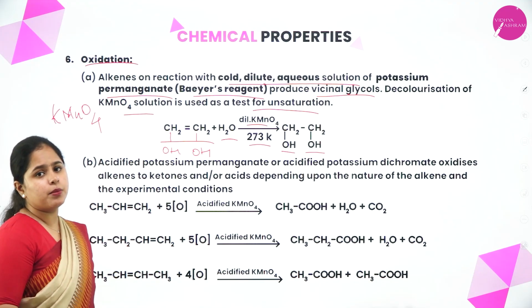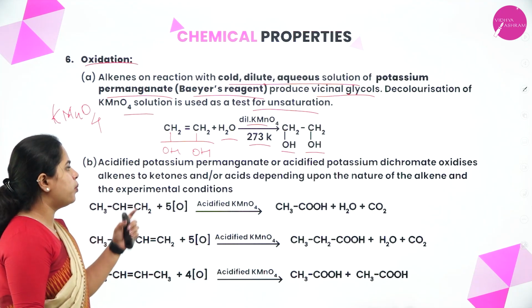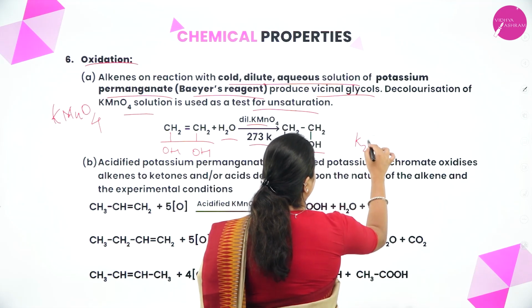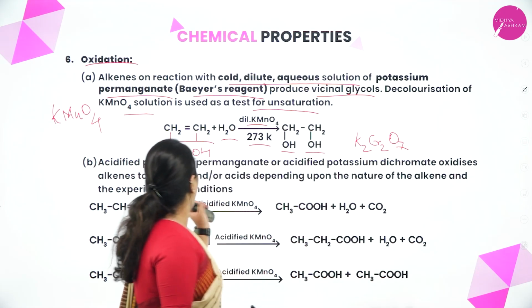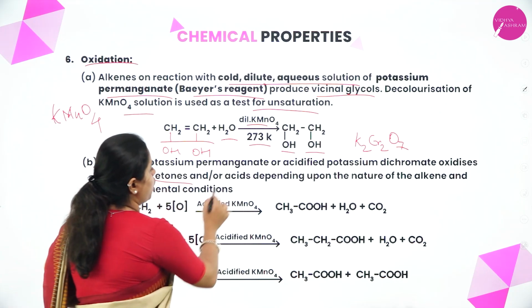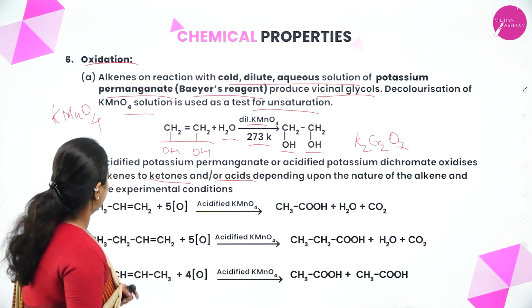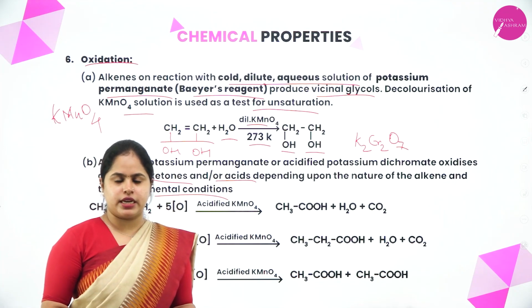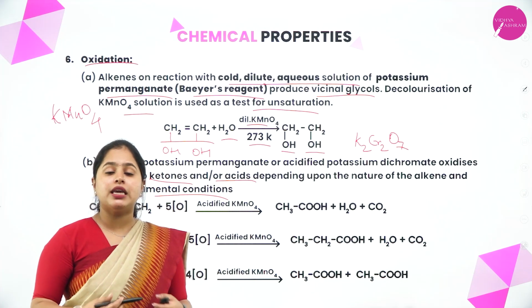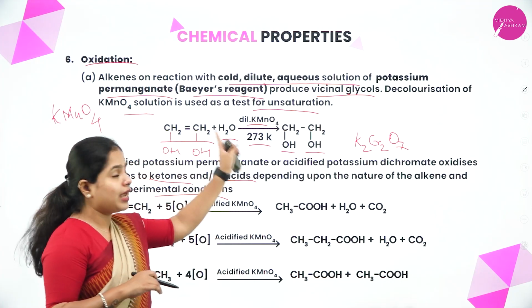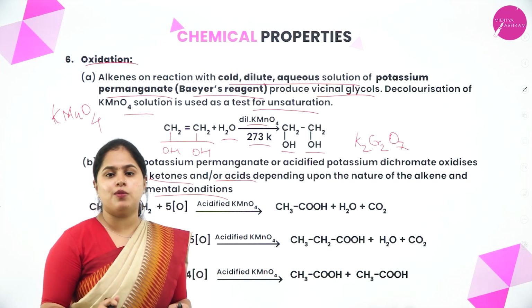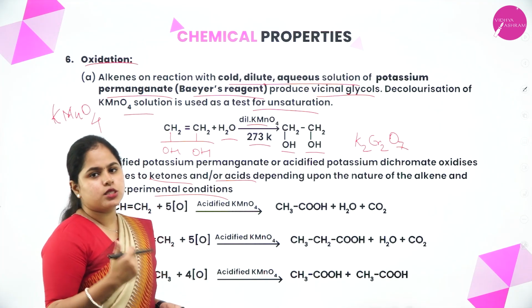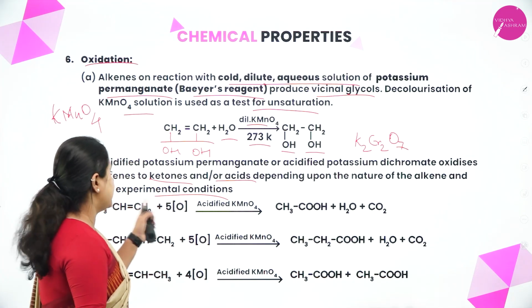Now another method of oxidation is acidified potassium permanganate or acidified potassium dichromate. Potassium dichromate is K2Cr2O7. It oxidizes alkenes to ketones or acids depending upon the nature of the alkene and the experimental conditions. So the first one, if you are using Baeyer's reagent, you will get vicinal glycols. Now if you are taking acidified KMnO4, this was dilute KMnO4, or potassium dichromate, what are you going to get? You will get ketones or acids based on the nature of the alkene as well as the experimental condition.